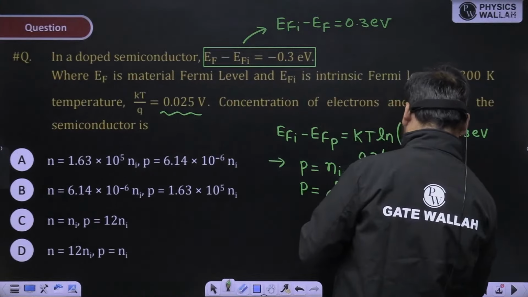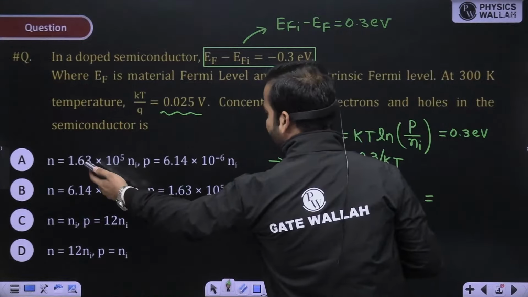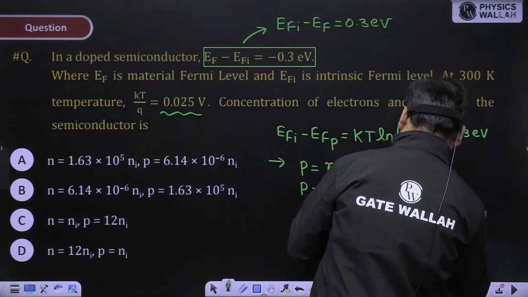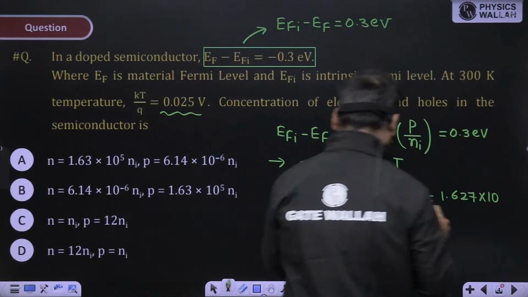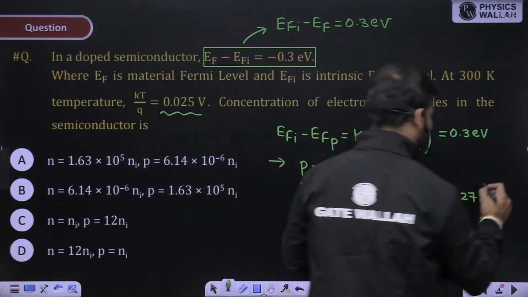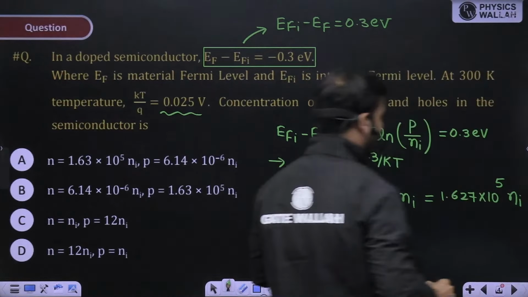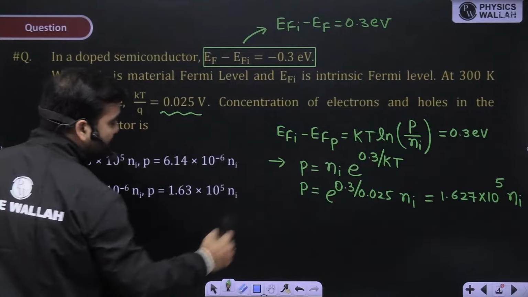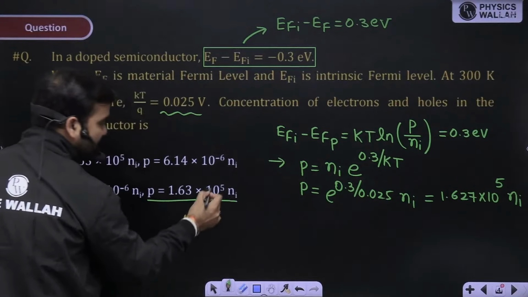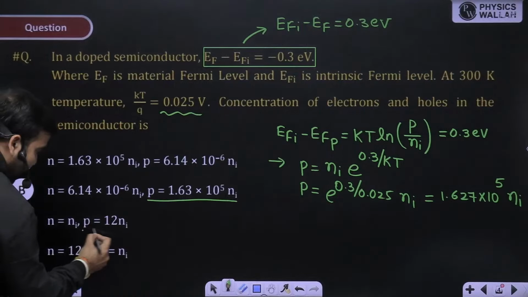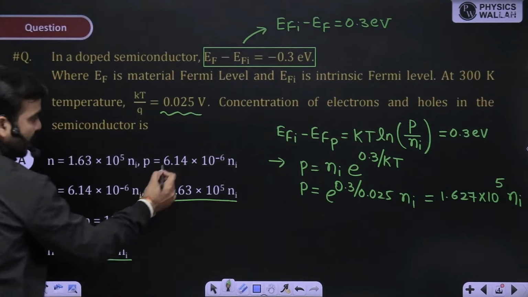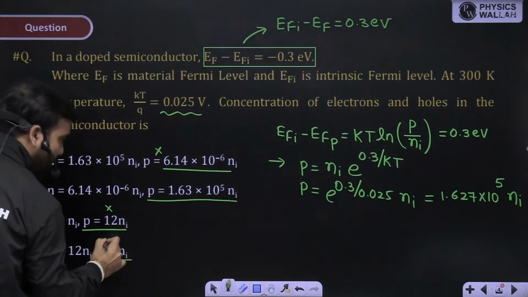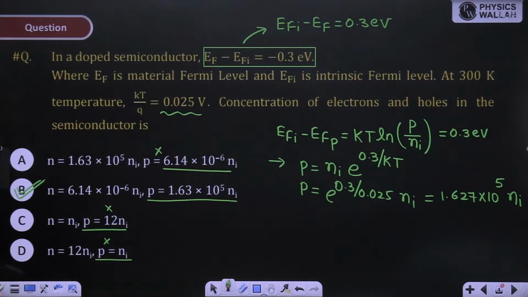Let me write it in a proper format: it is 1.627 into 10 to the power of 5, times ni. So p is roughly 1.63 times 10 to the power 5 times ni. In the options, one has p equal to 12 ni, which is wrong. Another has p equal to 6.4 times 10 to the power minus 6 ni, which is also wrong. This one is correct, so obviously option B will be correct.